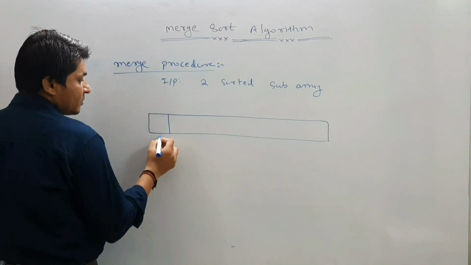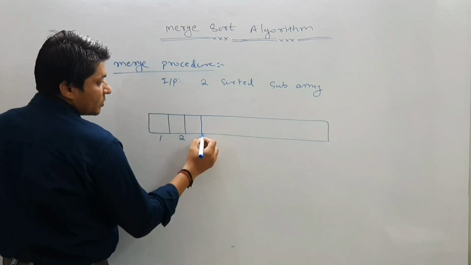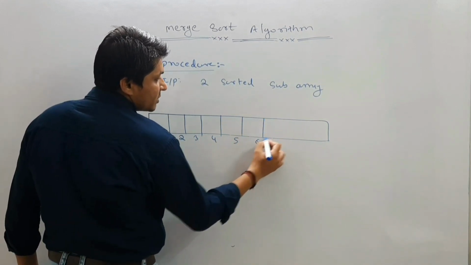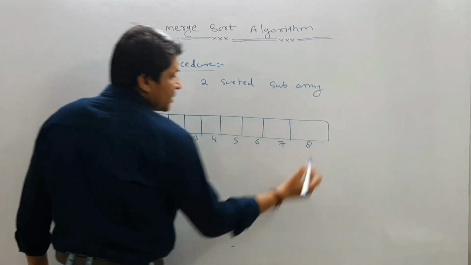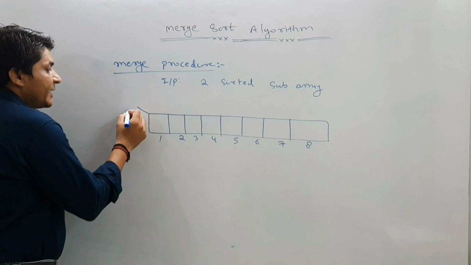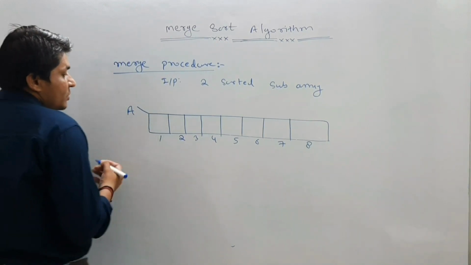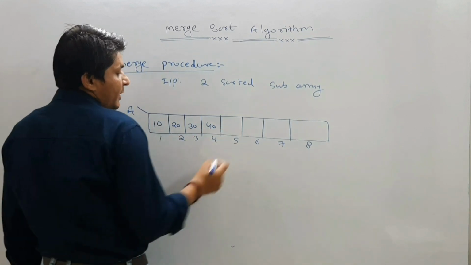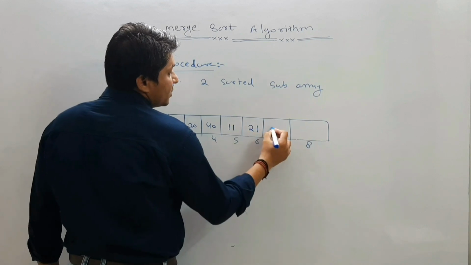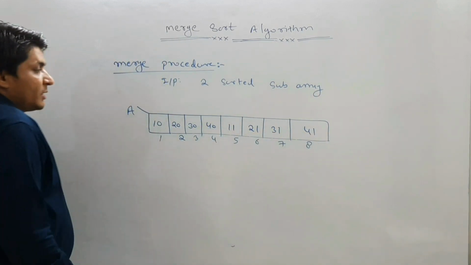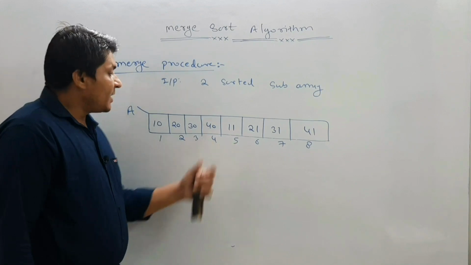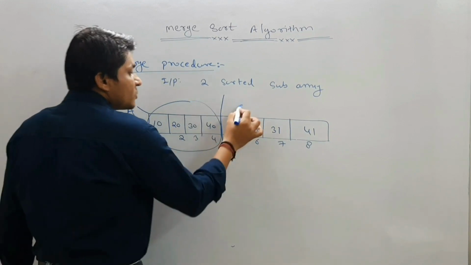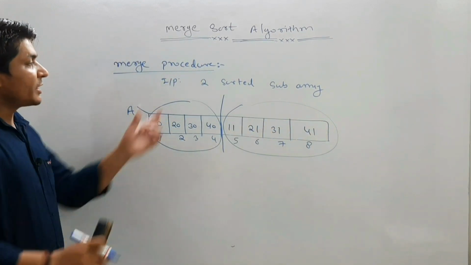Let's suppose our array contains how many elements? The array contains 8 elements. Now in this array, let me store some elements. So let's say this is 10, this is 20, this is 30, and this is 40. Let me store 11, 21, 31, and 41. So this array is not actually a sorted array, but if you see, this is one of the sorted arrays, and this is also one of the sorted arrays. Means we are having two sorted subarrays.